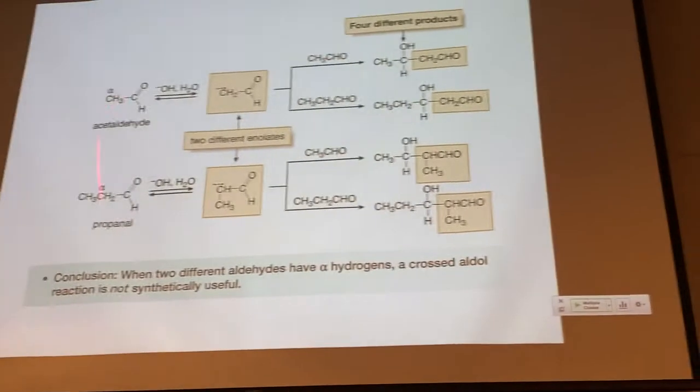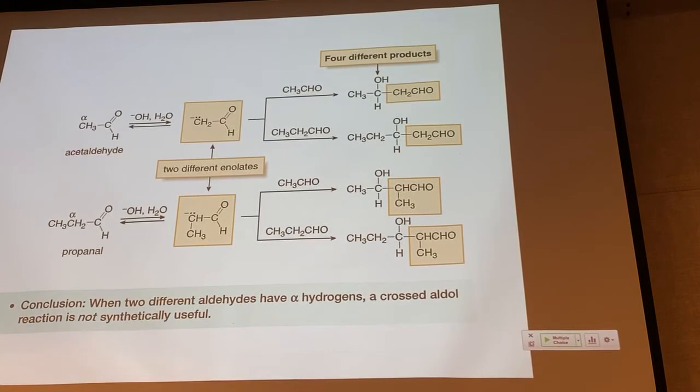Here we have 2 different aldehydes, which means that we could make 2 different enolates. We see those here. And each of those enolates could react with either of the 2 aldehydes remaining in solution. So you would have 2 different self-aldol products. So this is the enolate from acetaldehyde reacting with acetaldehyde. This is the enolate from propanal reacting with propanal. So these are our 2 self-aldol products.